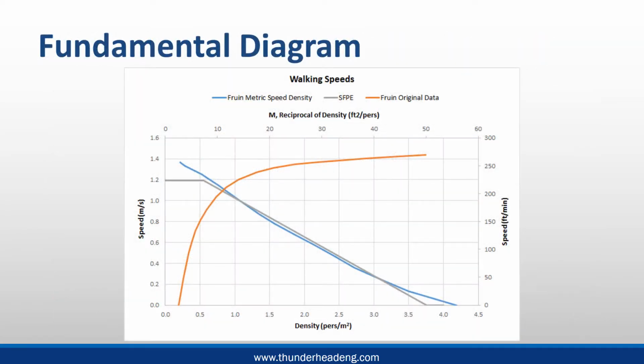A primary result of the walking speed observations is the concept of a fundamental diagram that gives walking speed as a function of density. In this graph, the red curve is the original Fruin data, presenting speed as a function of the inverse of density, or square feet per person. The blue curve shows Fruin's data converted to speed as a function of density. And finally, the gray curve is the speed-density relationship used in the Society of Fire Protection Engineers Handbook. So we can see that the current SFPE regulations are directly dependent on the original Fruin data.